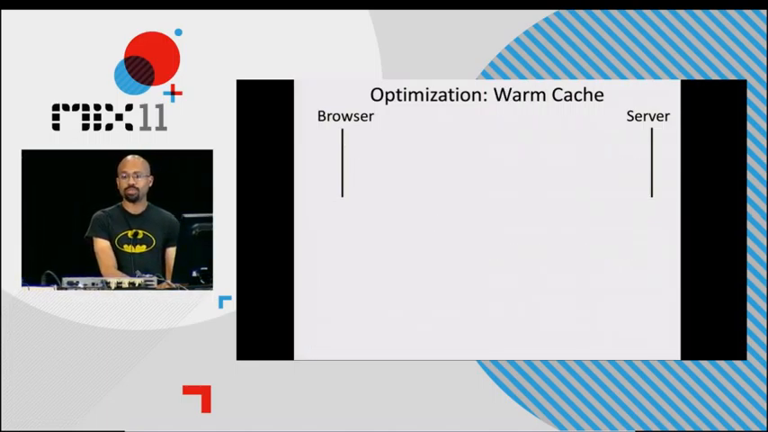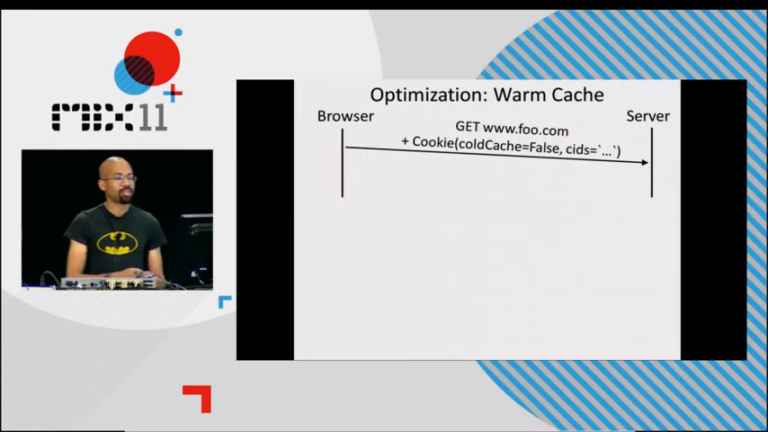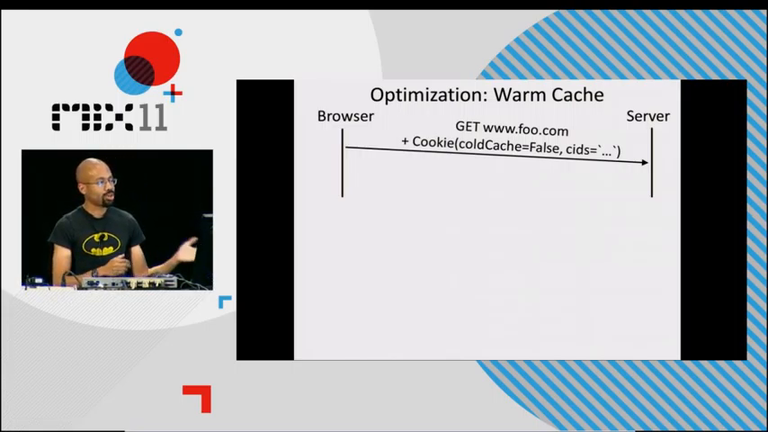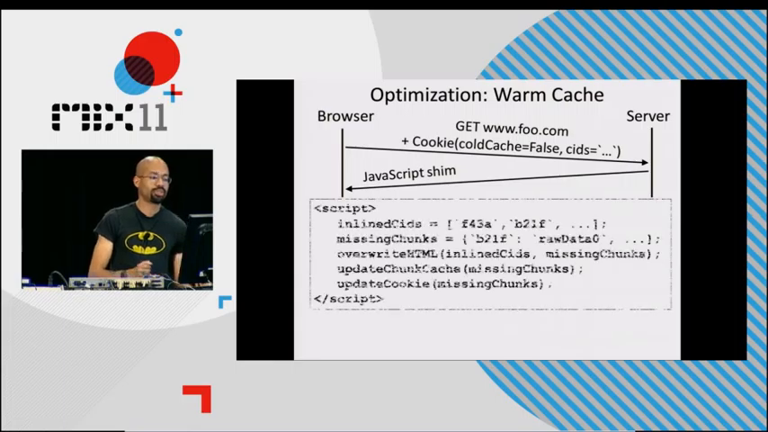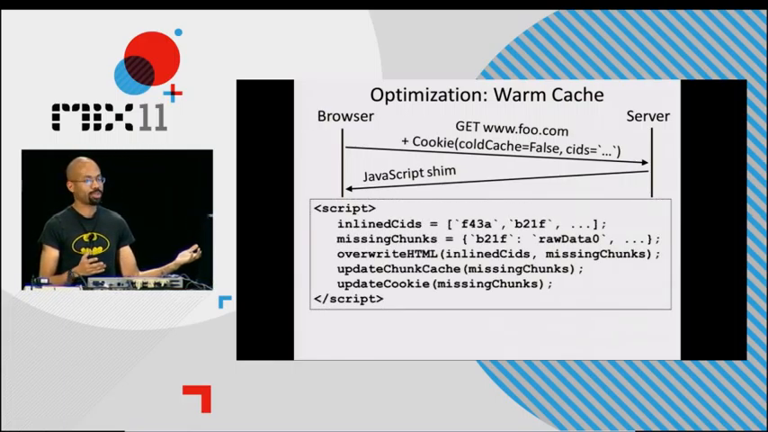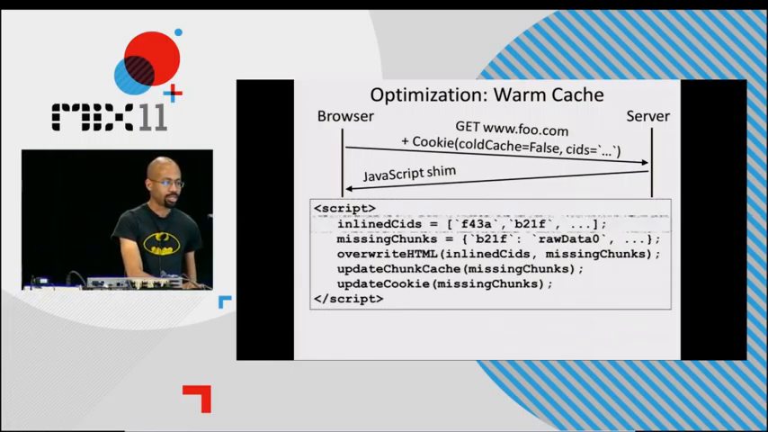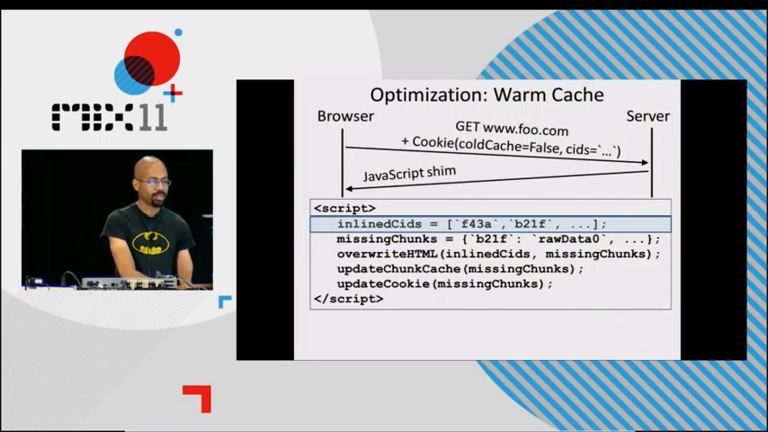So here's an optimization for when the chunk cache is warm. The user has visited the page before. So this time, the user requests the page, and in the cookie, it says, hey, I actually have a warm cache, and here are the chunks that are locally available on the client machine, right? This is very convenient for the server, because now the server can send back a shim, which basically just does what I showed you before. So it's going to say, hey, here are all the chunks that are in the page.